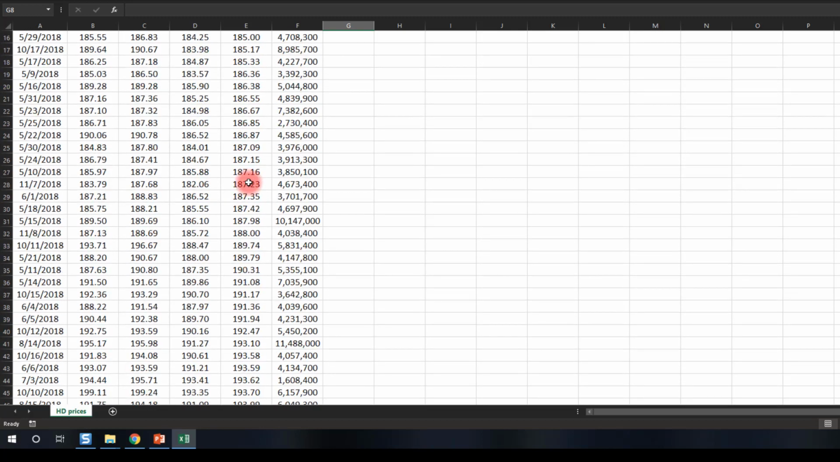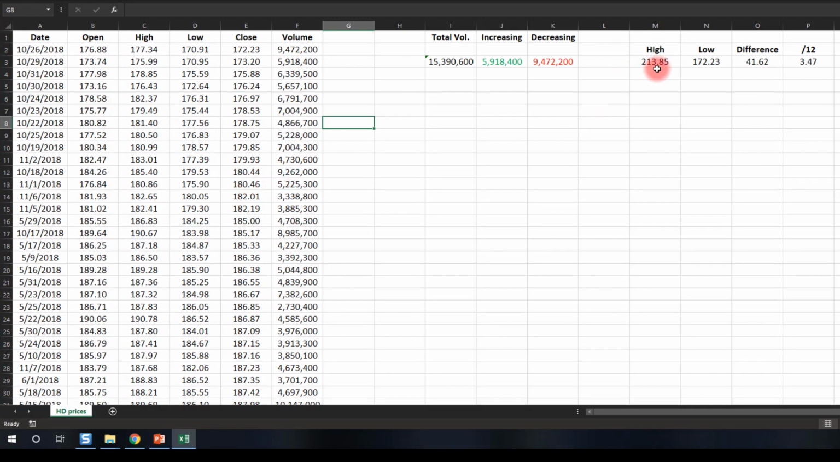So if we come back up to the top, we're going to take that high trade over here, 213.85. We're going to subtract off the low trade of 172.23, and we get a difference of 41.62. That's the range that I talked about. That's the highest closing price minus the lowest closing price for this period. And then, according to the calculation, we divide by 12. So if you take 41.62, divide it by 12, we get $3.47, so almost $3.50.